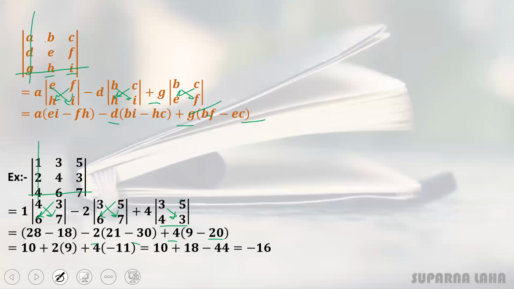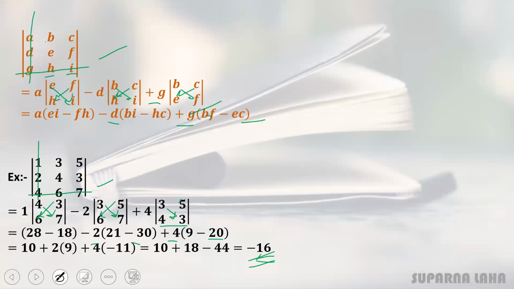Simplify it, you will find this value is also 60. Firstly, I'm just expanding this determinant according to the first row. I'm getting the value 60, and then I'm expanding this determinant according to the first column, and I'm getting again the value 60.